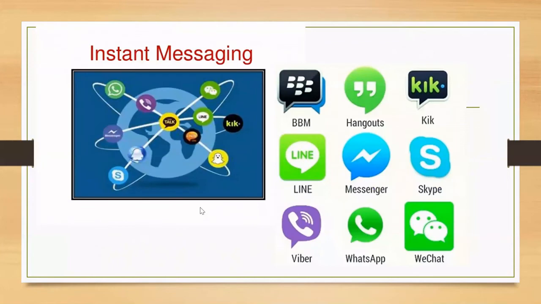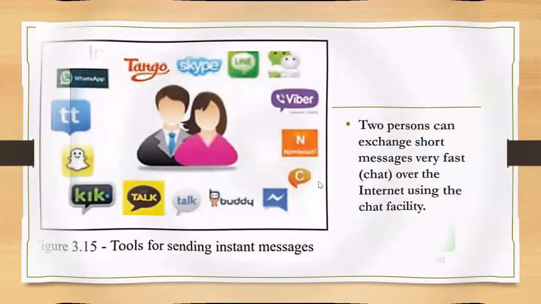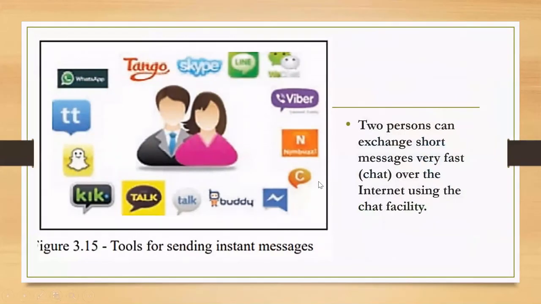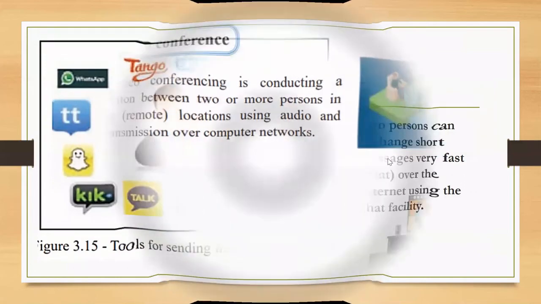Right, next one. There are so many instant messaging apps, you can see here: Hangouts, Kik, Line, Messenger, Skype, Viber, WhatsApp, WeChat. There are so many apps, right? I know you know about those things, right? Okay, now these are other apps. Here you can see some apps, Viber and Buddy, Talk, right? There are a lot of apps. So this is the definition from your book. We discuss and finish.